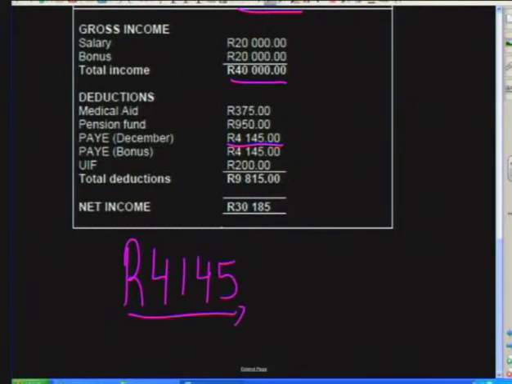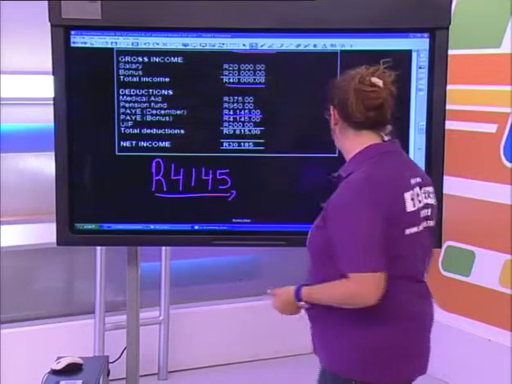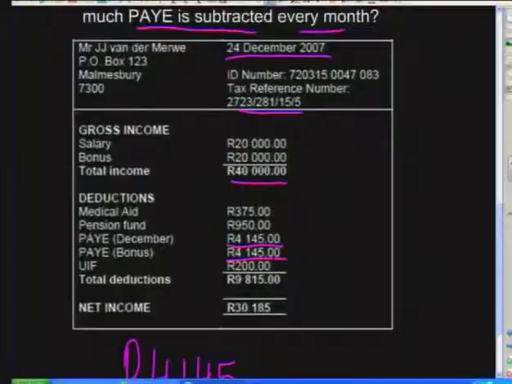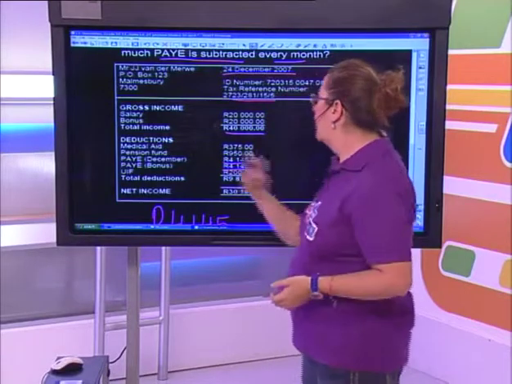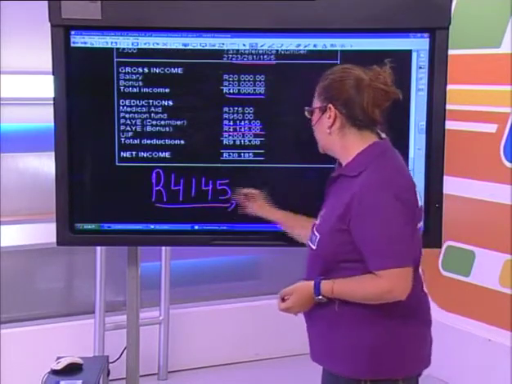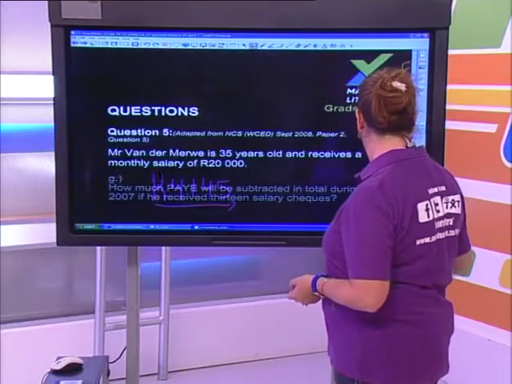Remember then, in this case, we had 13 months. We were dealing with a double check, and in actual fact, you'll see here that this was deducted twice. So that shows you that it was for both amounts. So total that was deducted was 4,145.